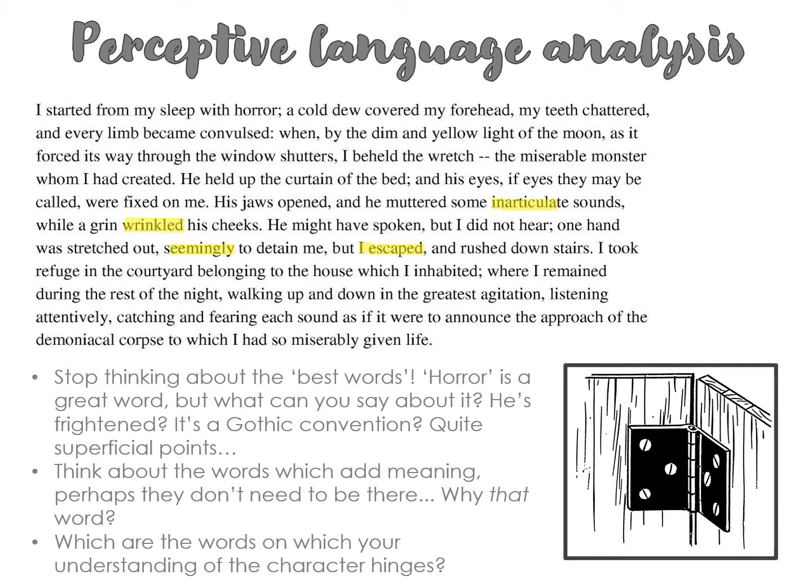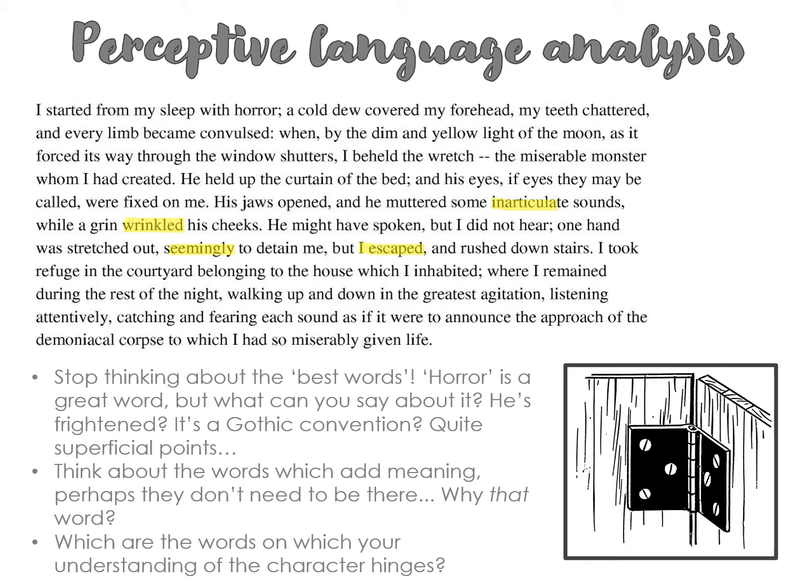I've also highlighted the adverb seemingly. Now, most of my students, when they look at this extract, they highlight the verb detain, because that means to imprison, and which is a Gothic convention and definitely worth spotting. But the adverb seemingly highlights Frankenstein's subjective perspective. This is what he thinks the monster is going to do. It is not what the monster is going to do. And this is where we come into the notion of the biased representation.